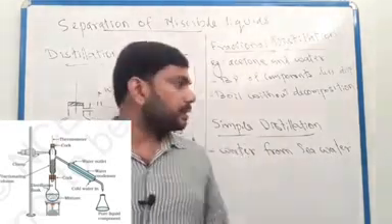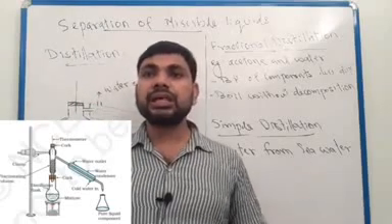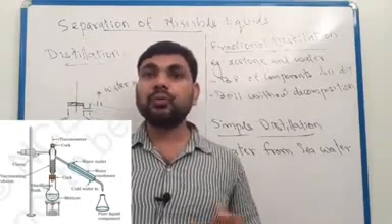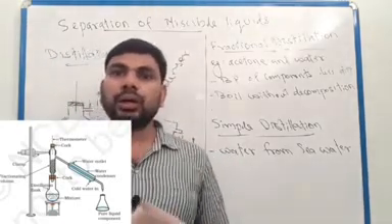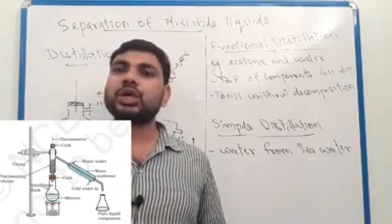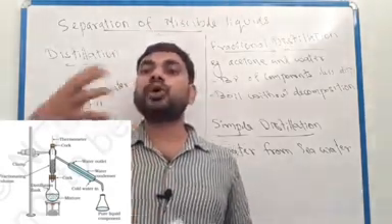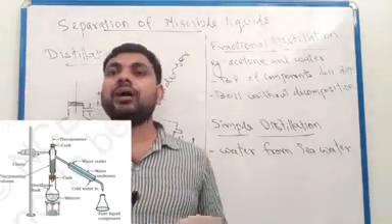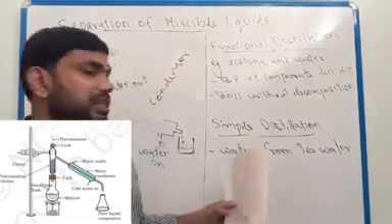Okay, an example for simple distillation is seawater. We want to obtain pure water from seawater, so we will heat it very strongly, the water will change to water vapor, and we can collect pure water after condensation. Okay, this is simple distillation.